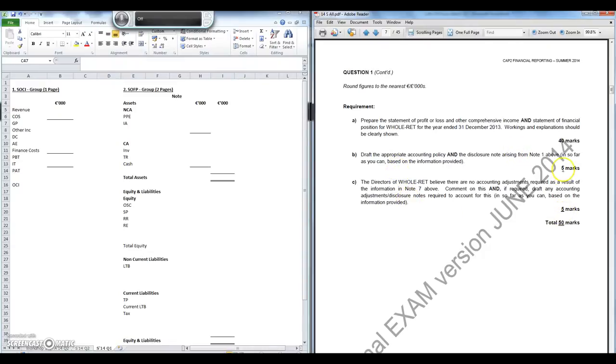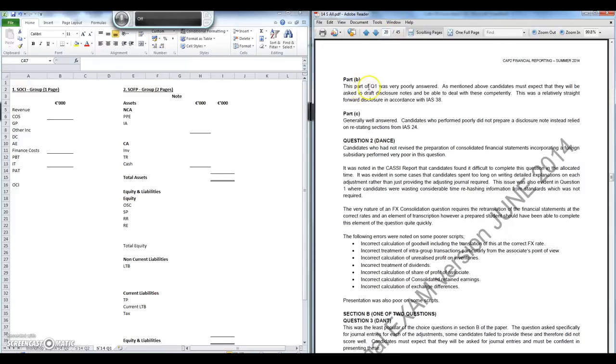While I won't pay too much attention to these today, it's important to note that that is still 10% of your paper. And one of the points, if you go back to the examiner report, was that question B, which was the disclosure note, was very poorly answered. Candidates are expected to be able to draft disclosure notes. One of the reasons the examiners put up reports is to give guidance to future students on where they felt students fell down. So that was one of the main parts.